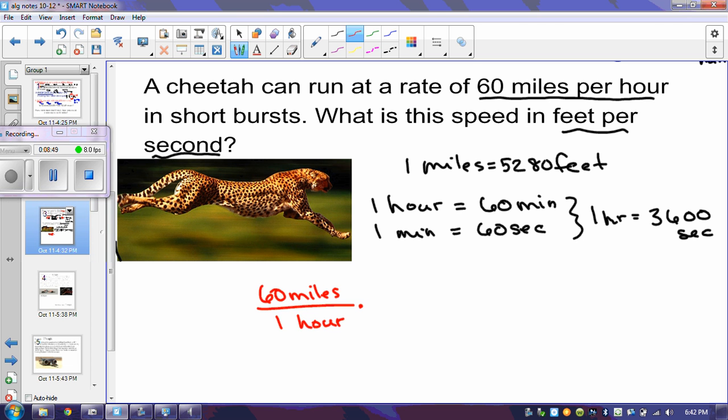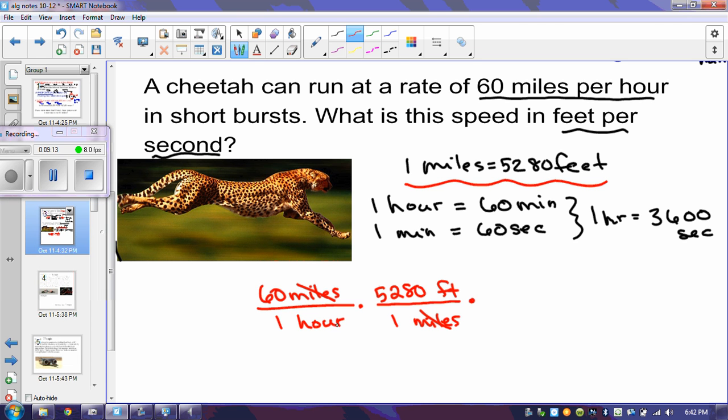And let's take care of our miles first. So since miles were on top, I need to make sure that I put my 1 mile on bottom. And my 1 mile was equal to 5,280 feet. So I'm going to write the 5,280 feet up here on the top. My miles will cancel off miles. Miles divided by miles is just 1. And it's going to leave me with feet on the top.